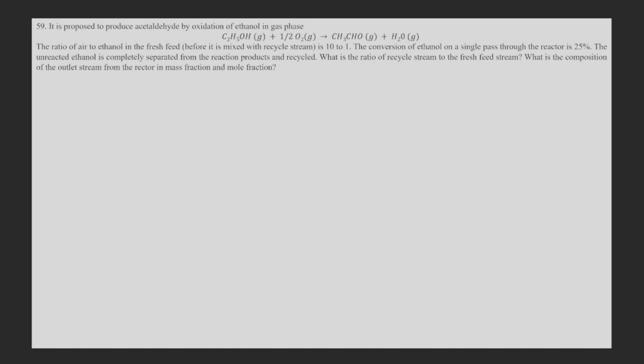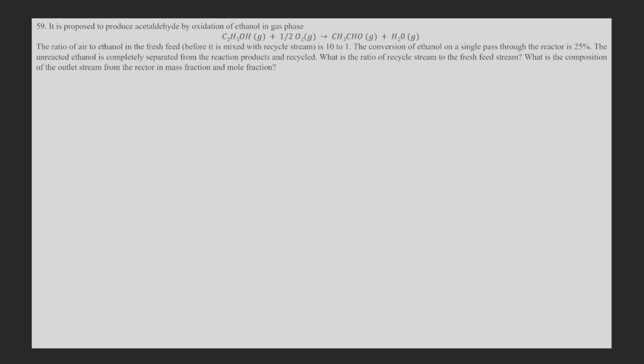The ratio of air to ethanol in the fresh feed before it is mixed with the recycle, that is obvious, is 10 to 1. The conversion of the ethanol on a single pass through the reactor is 25%. I have told you earlier, when we were solving 1991 2, 3 and 4 and in the previous years, what per pass and overall conversion are. So before going through these types of questions, recycle members, you need to know about per pass and overall conversion.